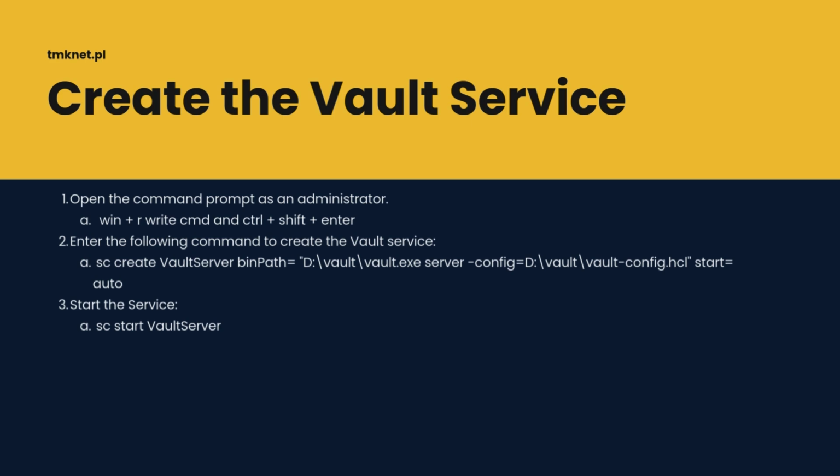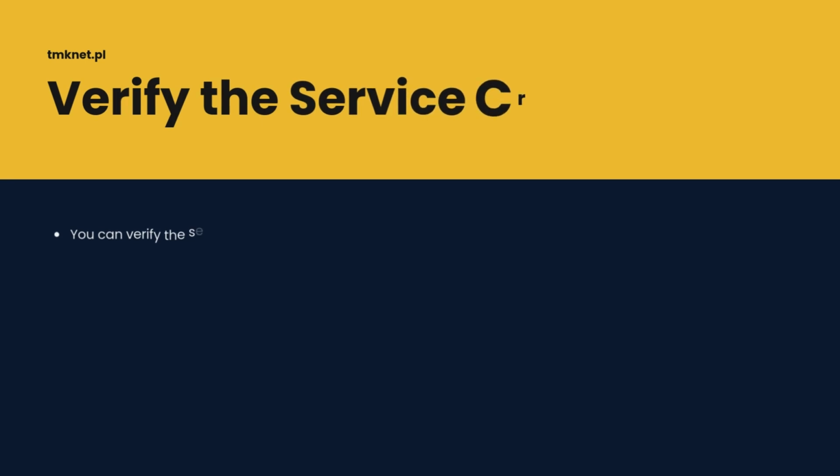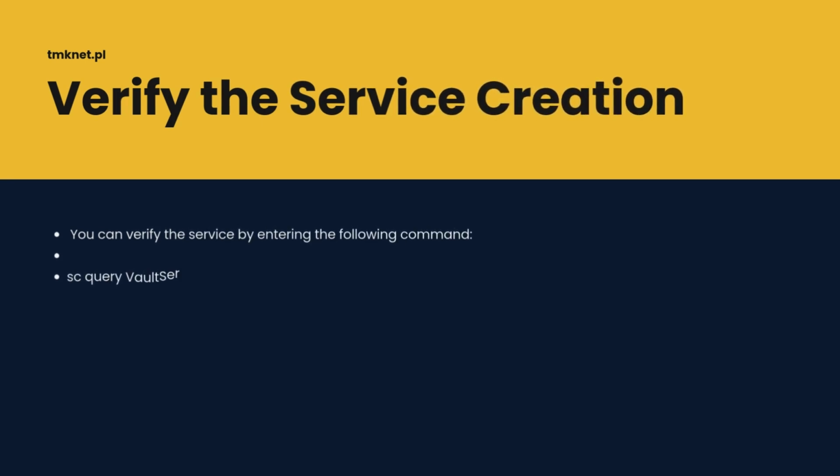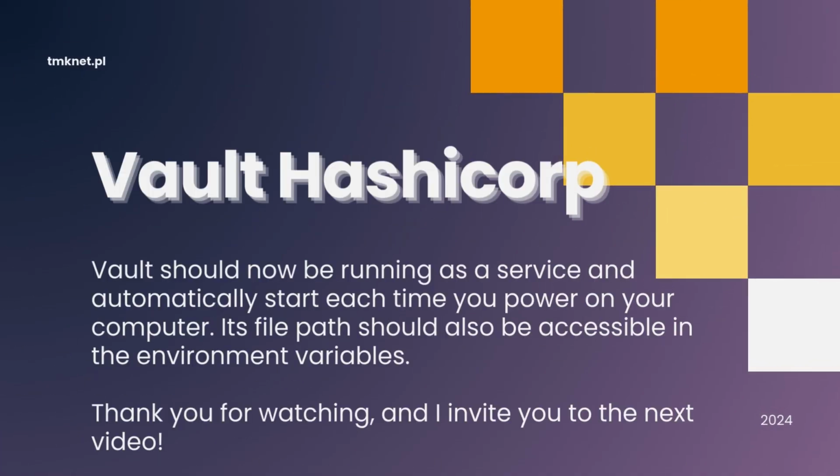3. Start the service. To start the Vault service, enter the following command: sc start VaultServer. Verify the service creation. You can verify the service by entering the following command: sc query VaultServer. This command will display the status of the VaultServer service. You have now successfully created and started the Vault service. Vault should now be running as a service and automatically start each time you power on your computer.